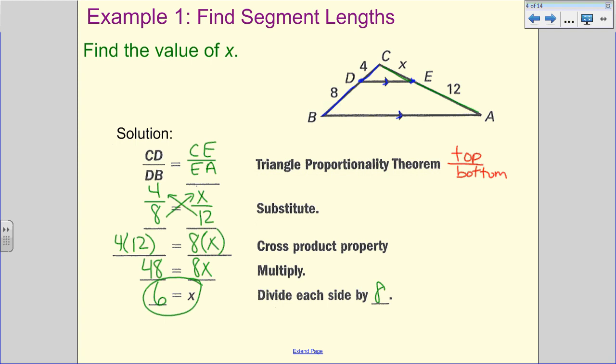Now some of you looked at it and said, I know it should be 6. 4 is half of 8, and 6 is half of 12. You're seeing those ratios. Awesome. What this cross product does is it allows you a way to verify that. But yep, using your mental math, seeing that relationship allows you to also deduce that X is equal to 6.